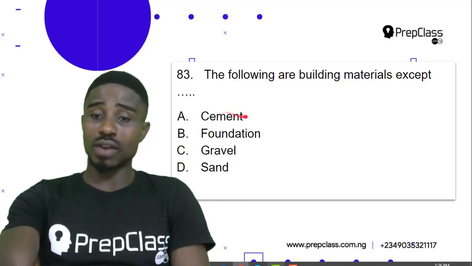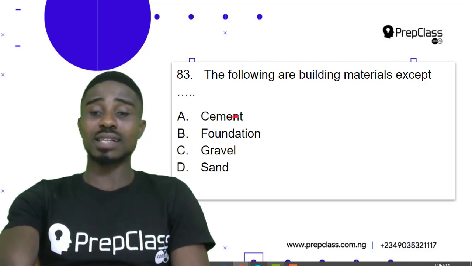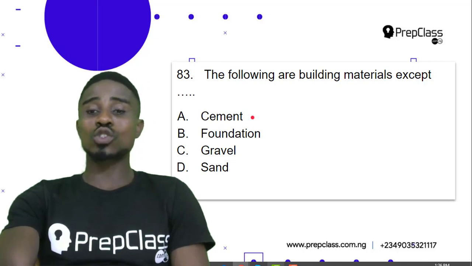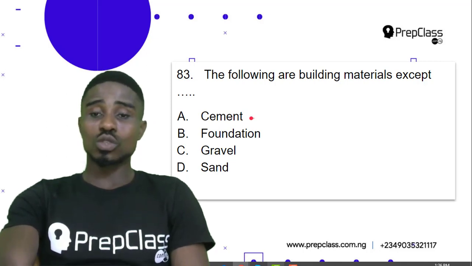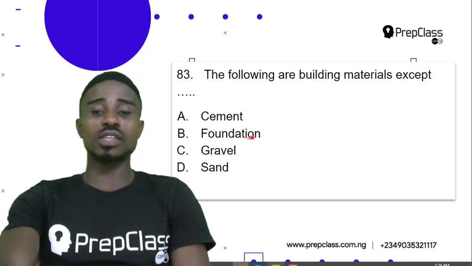Cement is a building material which is used in making block. Cement and sand we use in making block. We can use cement, sand, stones to make concrete. So cement is a building material. Foundation is not a building material.